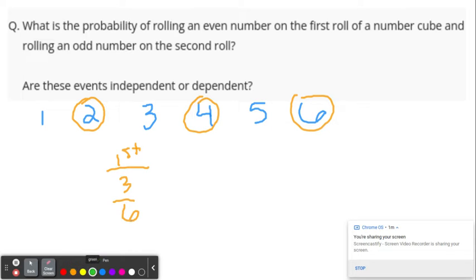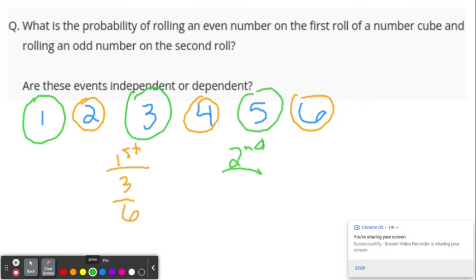Now for the second roll, we want an odd number on the second one. Our numbers are 1, 3, 5. Well, again, that's also 3 out of 6. And you also have to think of it this way. When you roll a die, the die doesn't care what the previous result was. The die is just going to roll. It doesn't say, oh, well, the previous one was odd, so I better go to even. That's not how a die works. It doesn't have a brain. It doesn't think like that. So the first roll has no effect whatsoever on the second one. Their probabilities are the same. Therefore, this one is an independent event.